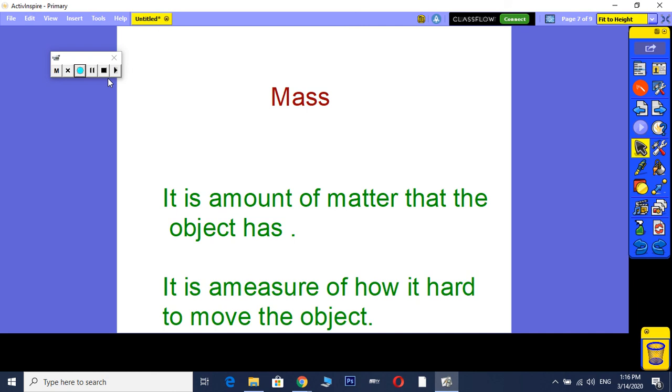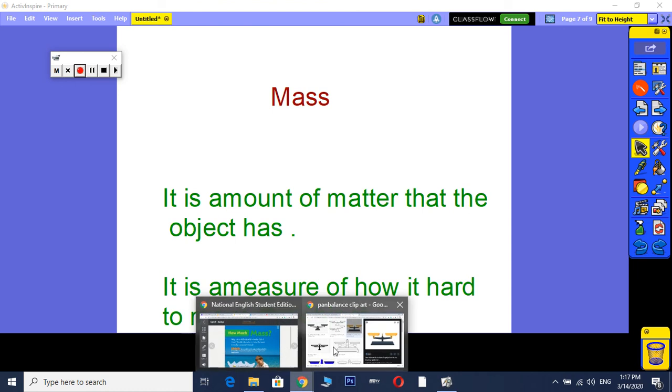What is mass? It's the amount of matter that the object has. That means, is the thing heavy? Can I move it easily? It has a lot of stuff inside it, or it is light and I can move it easily. So mass is a measure of how hard it is to move the object. Like we said before, do you remember? Let's go again to the same videos that we watched the last time. Let's remember.